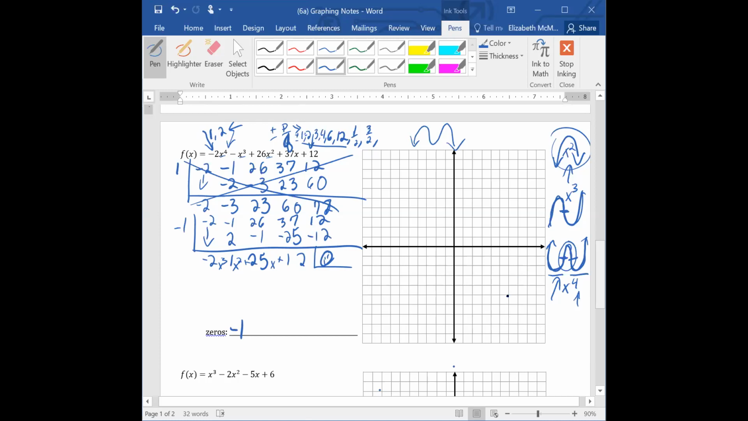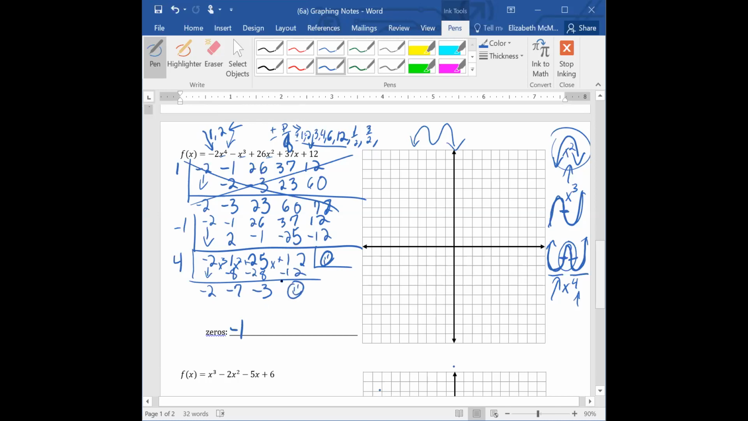All right, and we're going to do just a shortcut, and I'm going to tell you that a next factor is going to be 4. All right, so let's bring down the 2. So -2 times 4 is -8. 1 plus -8 is -7. -7 times 4 is -28. 25 minus 28 is -3. -3 times 4 is -12. And 12 plus -12 is a 0.